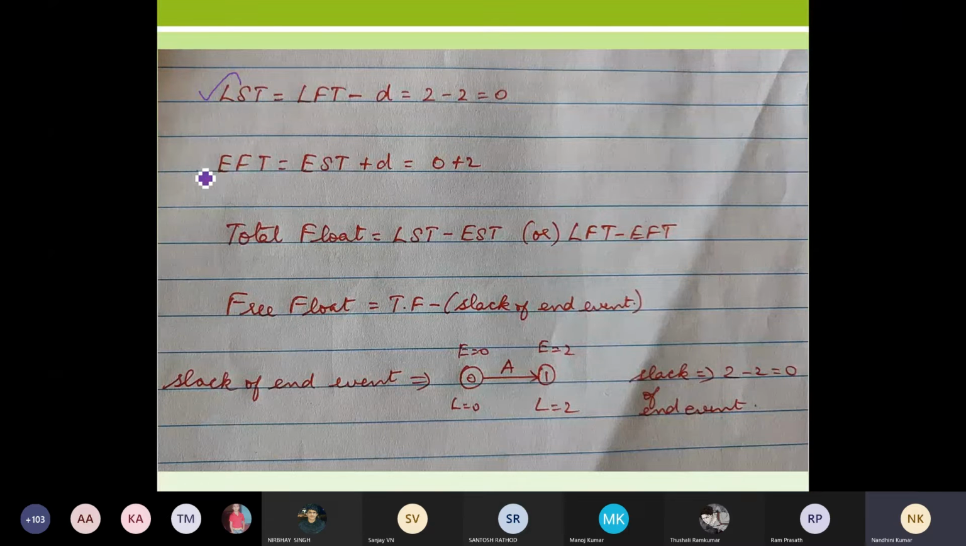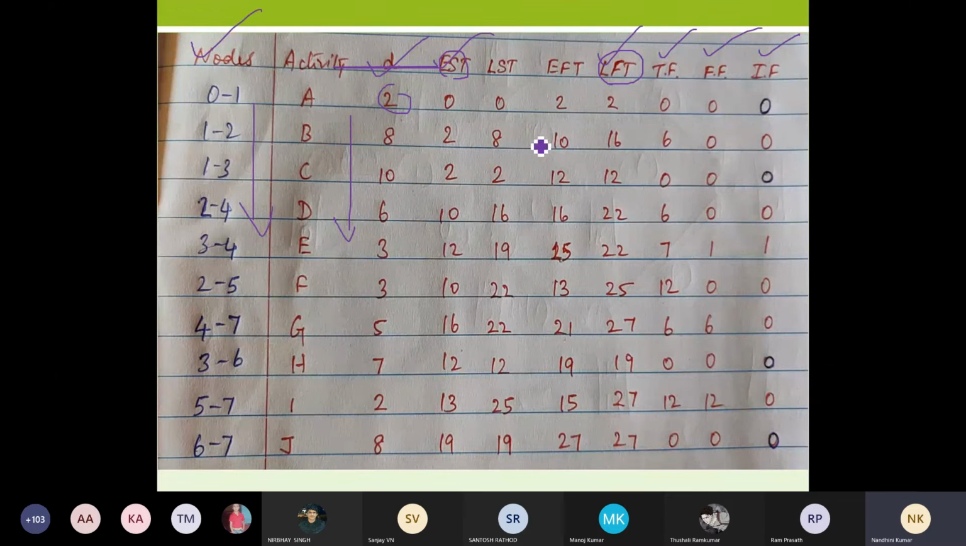And next I have to calculate my EFT. For my EFT, I use the formula EST plus time duration. That is nothing but duration plus ESTs. So 2 plus 0 gives me 2, 8 plus 2 gives me 10, 10 plus 2 gives me 12, 6 plus 10 gives me 16, 3 plus 12 gives me 15. So this is how I'm going to calculate my EFTs. So this is also done. This is also simple.